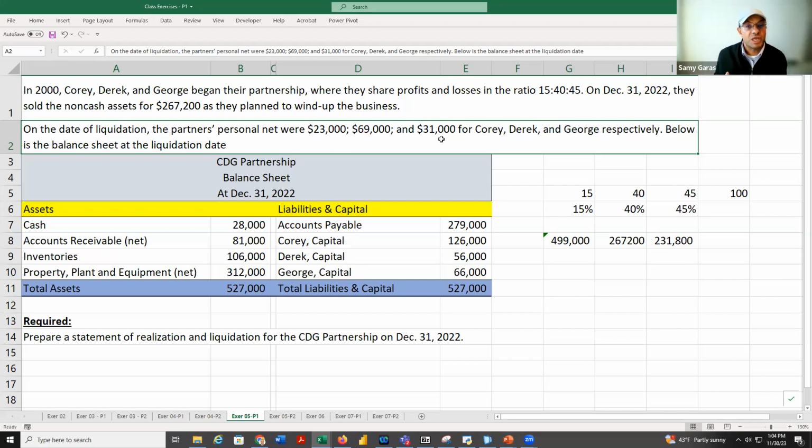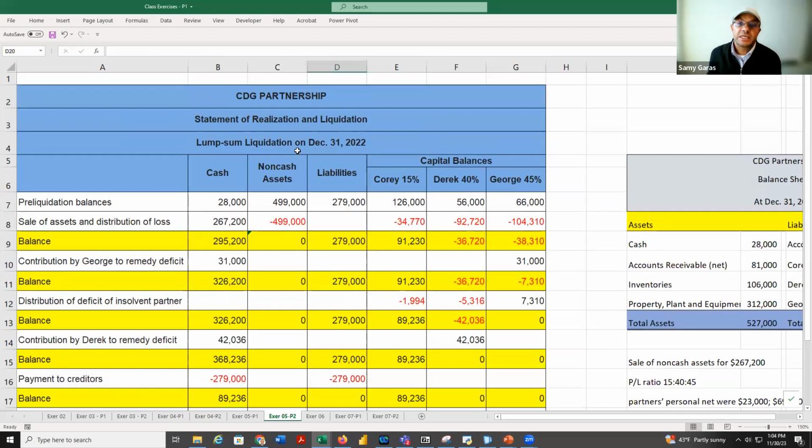So we keep it in case one of the partners makes a deficit, then we will go back and take the cover from these amounts. So here we check, it's again the statement of realization and liquidation. And by the way, I put this balance sheet next to me in case I need to get information. I don't need to keep jumping between the two sheets, and I do this for all the examples. So first we need to get the balance from the balance sheet. We have cash, and I added all the non-cash.